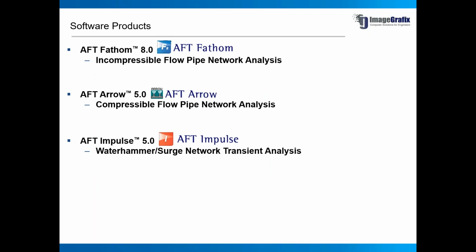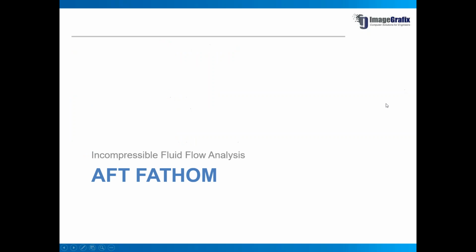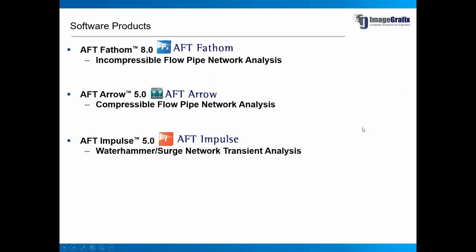There are three products which are primarily offered by AFT. First is AFT Fathom, which is used for incompressible fluid flow calculations. Typically, the calculations for cooling water systems, firefighting systems, any of the water distribution systems, etc. are done on AFT Fathom. We do calculations like line sizing, pump sizing, pressure drop calculations, etc. with it. Then we have AFT Arrow.